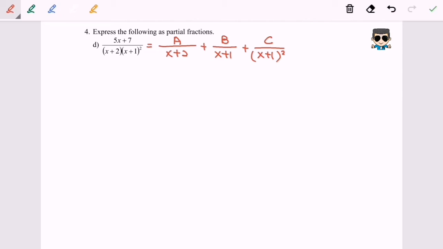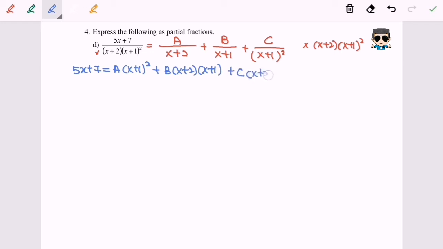The following step is to solve. How to solve? First, I'm going to multiply both sides by x plus 2, x plus 1 squared, or we can refer to it as the denominator. So we will have 5x plus 7 equals a times x plus 1 squared, plus b times x plus 2 times x plus 1, plus c times x plus 2. I'm going to use the substitution method to find a, b and c.